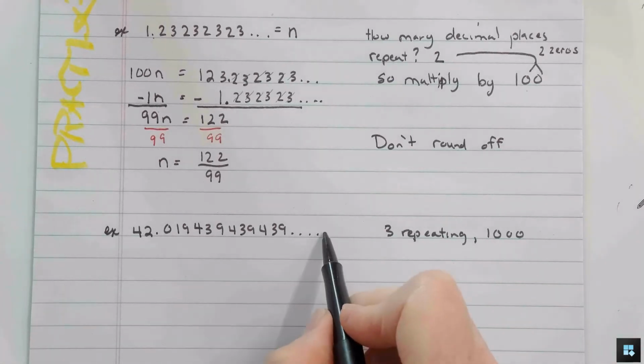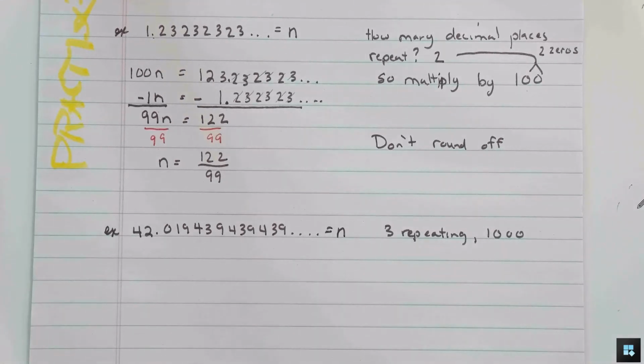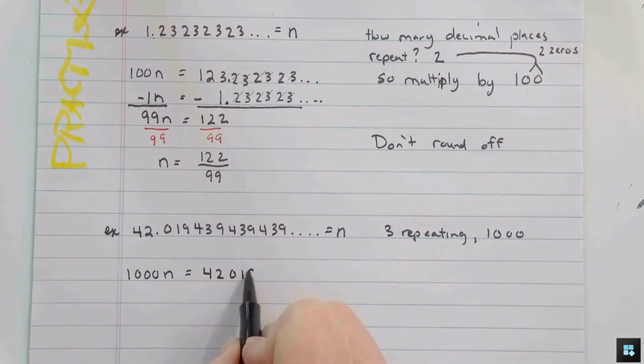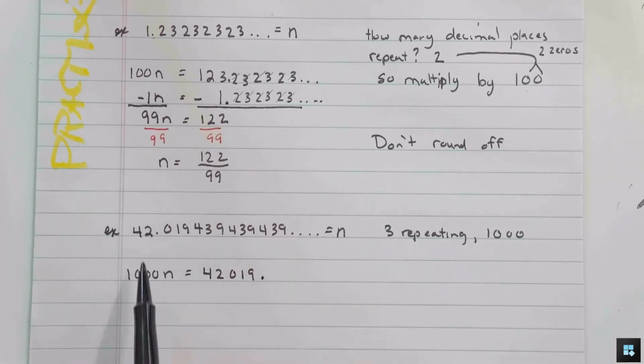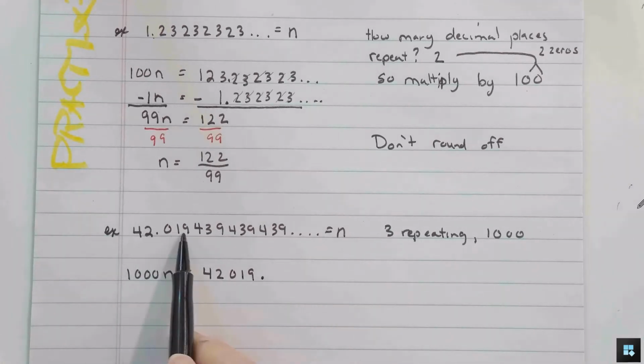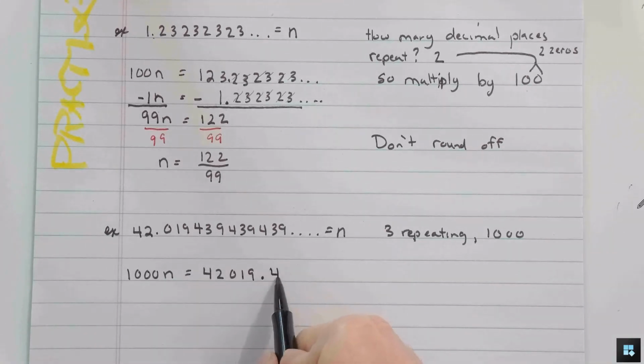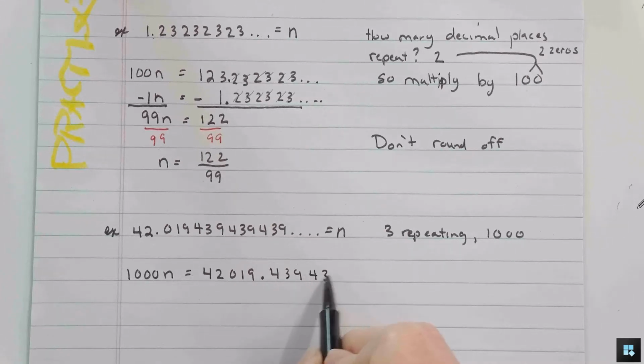So this is my number n that I'm starting with. And now I'm going to find 1,000 times n. So I move my decimal 3 to the right, or I put it in my calculator and multiply. When I multiply in my calculator, you'll see the decimal move. So I have 42019, and then the decimal point now, instead of between the 2 and the 0, is between the 9 and the 4. So write down the rest of what you had, 4, 3, 9, and so on.